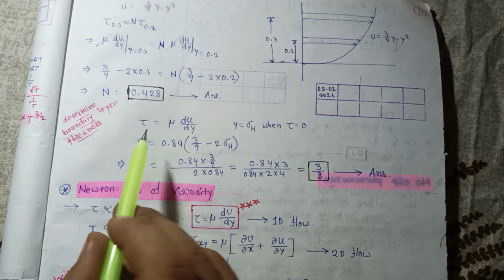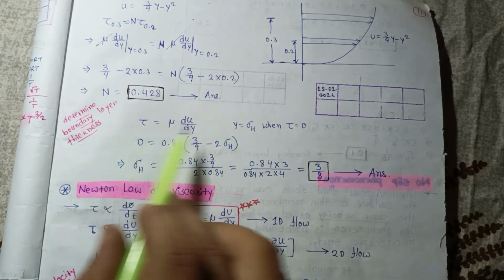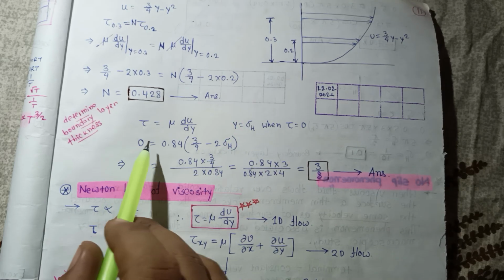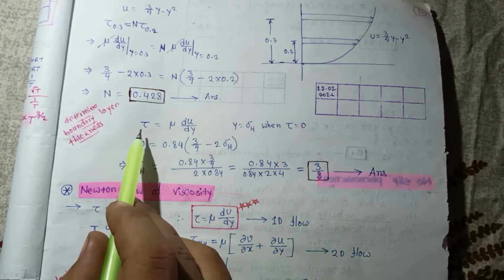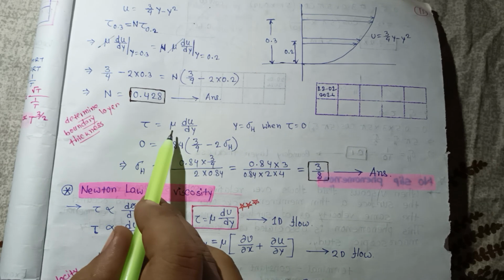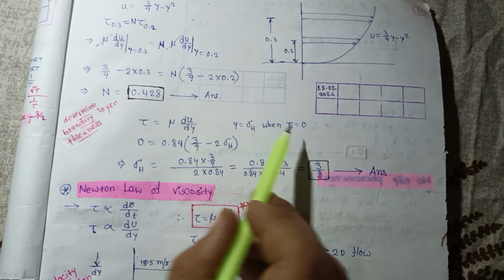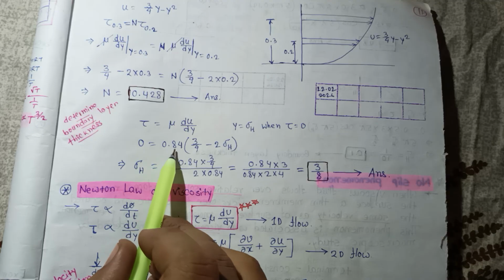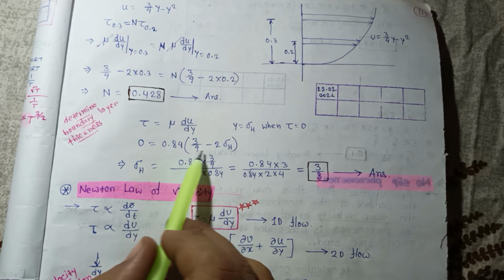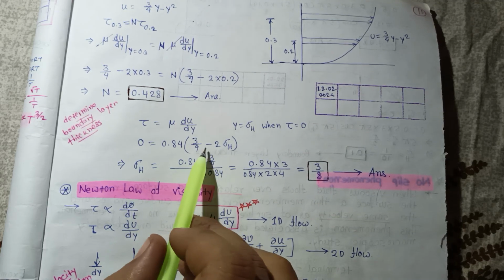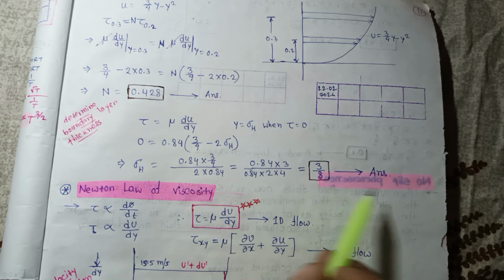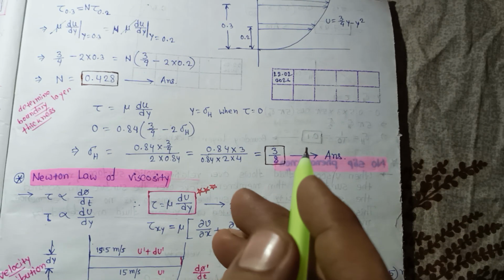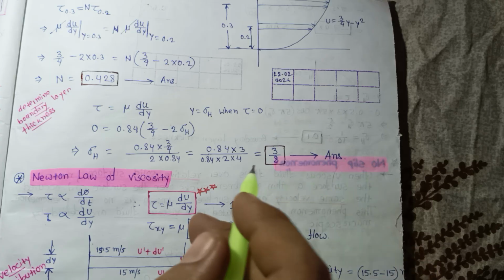So this is the condition. This will be read in boundary layer theory in detail. Just understand this: we know that tau equal to mu into du by dy. So tau equal to 0 is the boundary condition. Tau equal to 0, that is mu. What is the value of mu? That is given in the question, that is 0.84 into du by dy, 3 by 4 minus 2 into delta h. So from here delta h will be 3 by 8. So from here you can calculate the boundary layer thickness at a particular location.